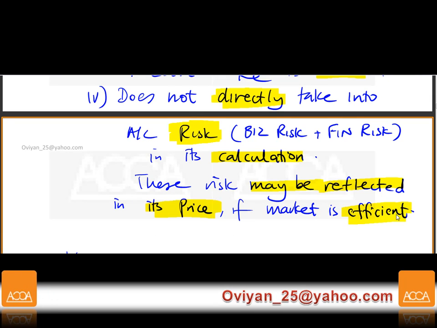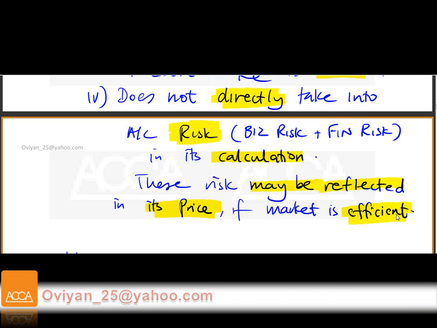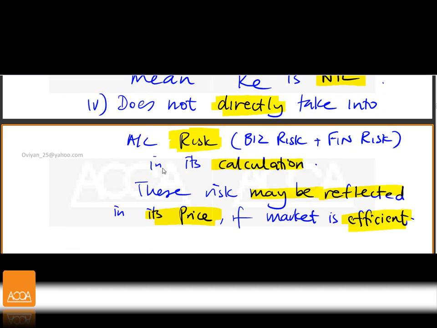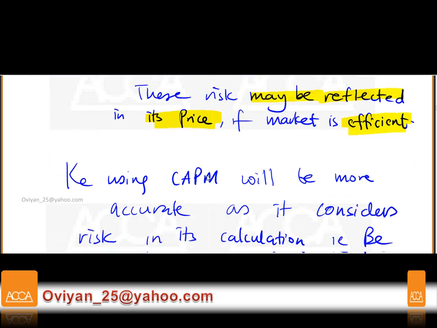So if your market is not efficient, the price may not be a true reflection of the existing business and financial risk of the company. What I'm trying to say here is that this price may be wrong, therefore the cost of equity using this model may be wrong.